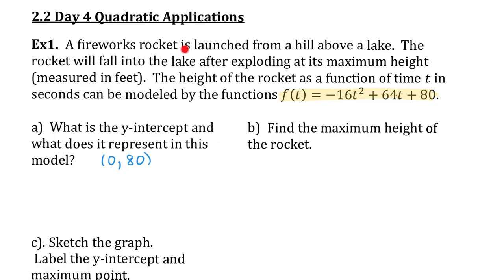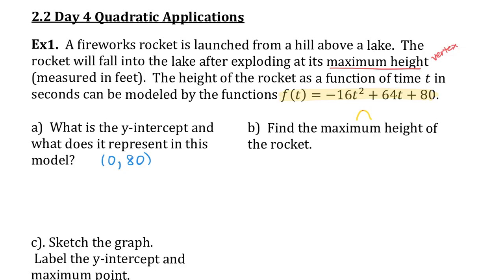Okay, so a fireworks rocket is launched from a hill above the lake. The rocket will fall into the lake after exploding at its maximum height. Okay, let's look at this for a second. Since the equation is quadratic, it has a squared, it's going to make a parabola. Since it's negative, it's going to open in the downward direction. This is what I'm thinking about while I do it. At some point, they're telling me it's going to explode at the maximum height. When they say maximum height, they mean that point, which is the vertex. So they're talking about the vertex. It's going to explode at the vertex.